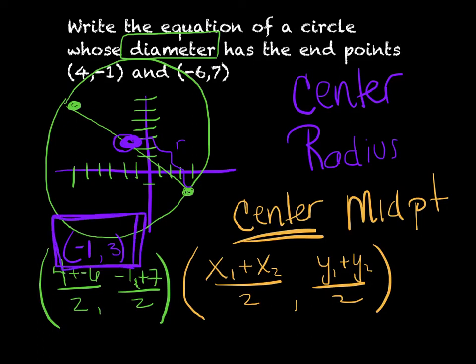Now, what else am I missing? I need the center, which we just found is (-1, 3), and I need the radius. Well, I can't count because it's a diagonal line. So I've got to use that very fun distance formula. Now, whose distance do you need? Well, you've got two options. You could find the distance of this whole line, but that would be the diameter, so you'd have to cut it in half. But now that you know the center, you could just use the center and one of these points, and that's what I'm going to do.